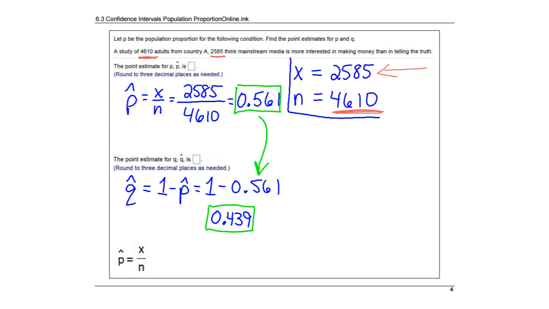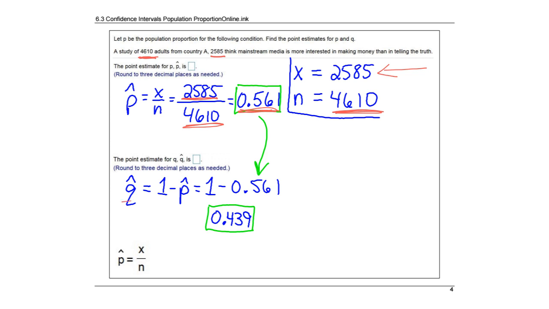We're looking at those who think that the media is more interested in making money than telling the truth. So then we're going to come over here. We're going to put our number of successes on top, our sample size on the bottom, and then we're going to get our p hat. So p hat is 0.561. And that's going to go in the first box.